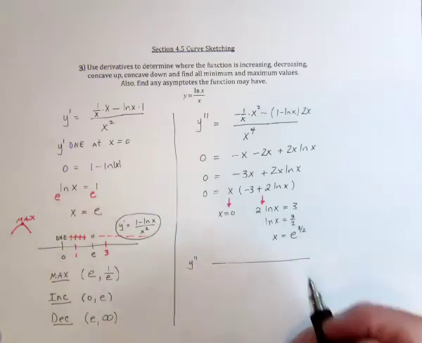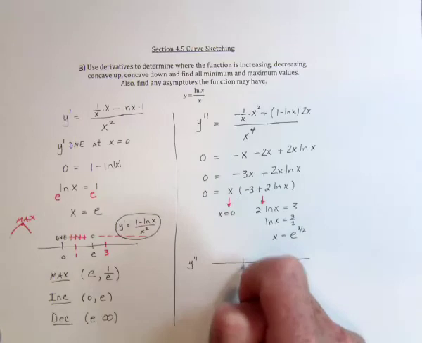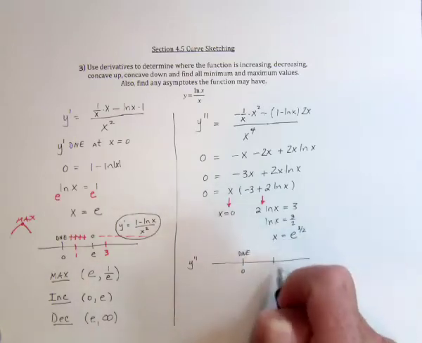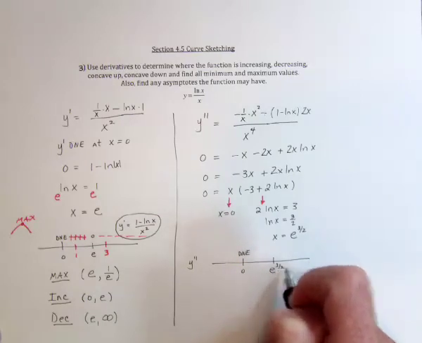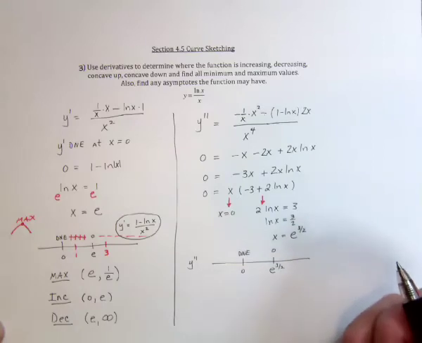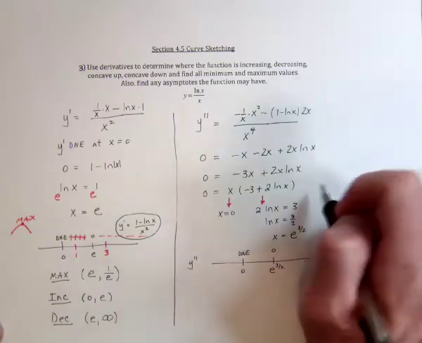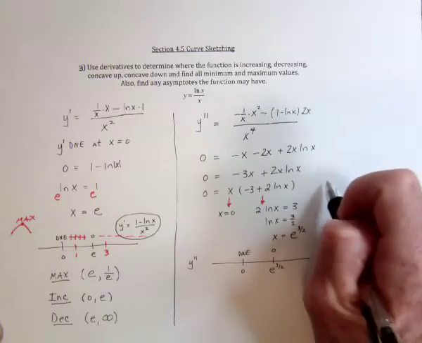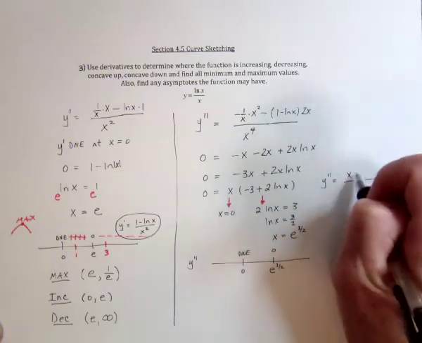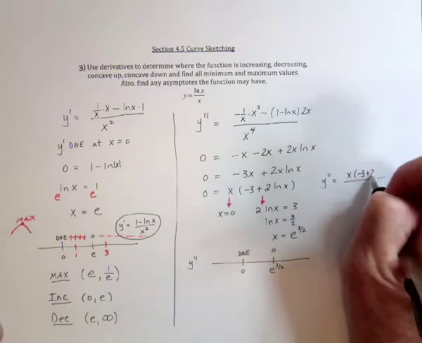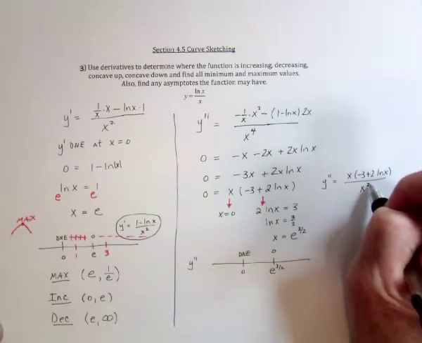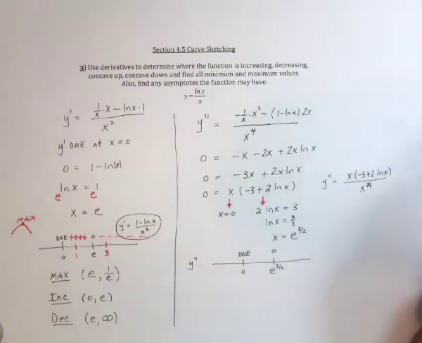For the second derivative, at 0 it does not exist. At e to the 3 halves, it equals 0. And from this algebra in here, we've got the second derivative equals x times negative 3 plus 2 natural log of x, divided by x to the 4th.